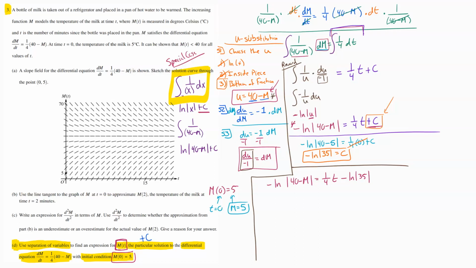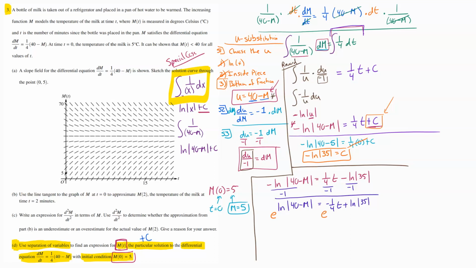First things first is you need to isolate the natural log on the left-hand side, that piece that has the m in it. All we need to do right now is just go ahead and divide everybody by -1. Out of there, we're going to get the natural log of the absolute value of 40 minus m is going to equal 1/4 divided by -1 gets us -1/4 t. The negative on the next piece is going to get us plus the natural log of the absolute value of 35.